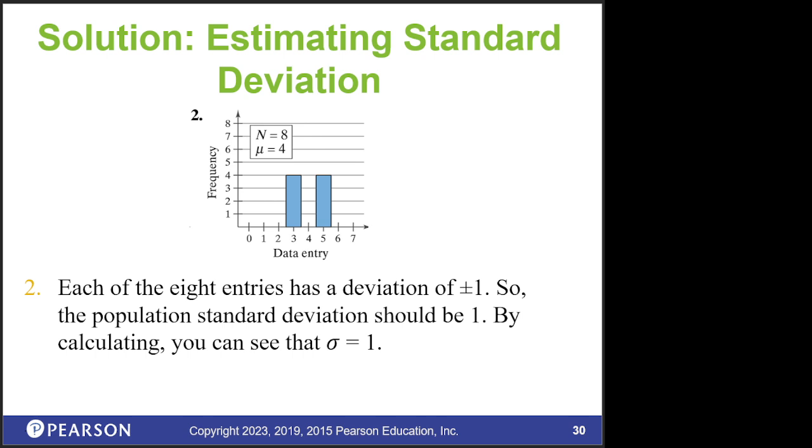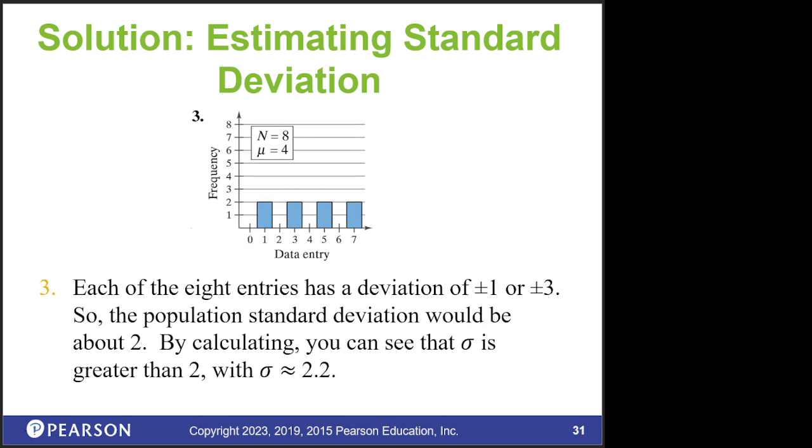Here, all 8 entries are 1 away, and so the standard deviation is 1. Here, it's plus 1 or plus 3, and so it's somewhere between 1 and 3, so it's a 2 something. And if we calculated this data exactly, we would see it's 2.2.